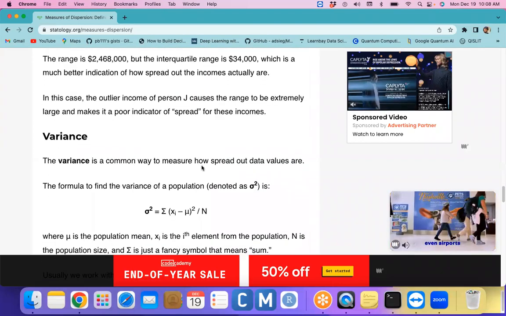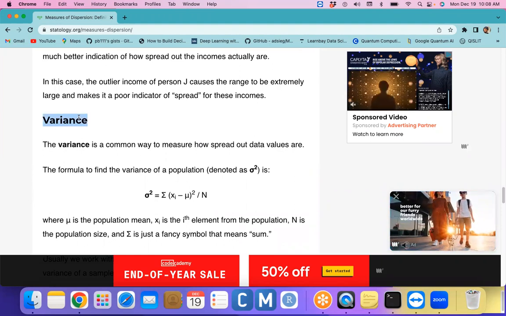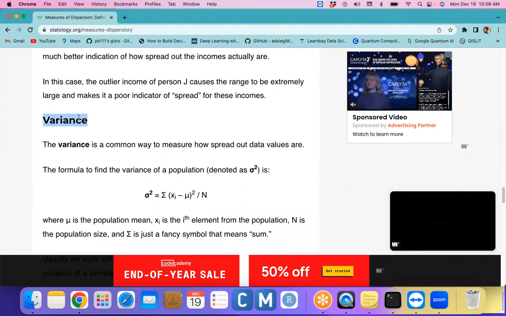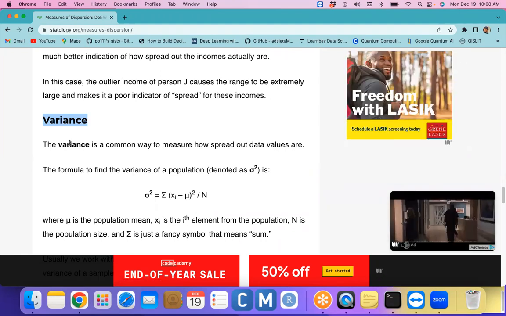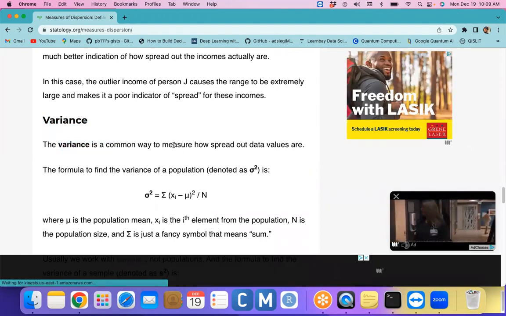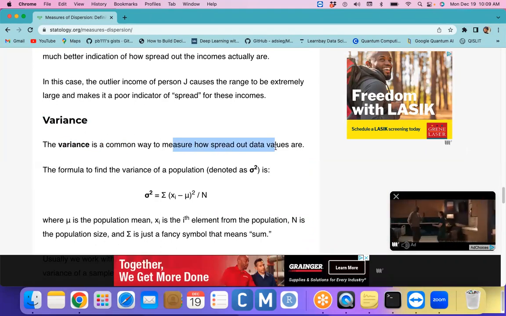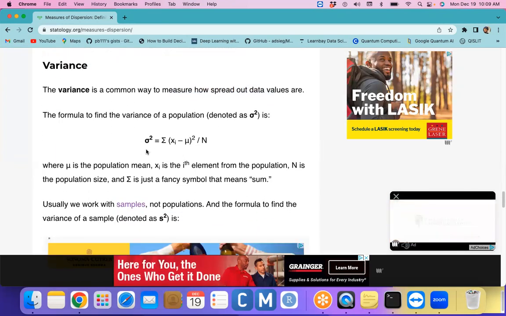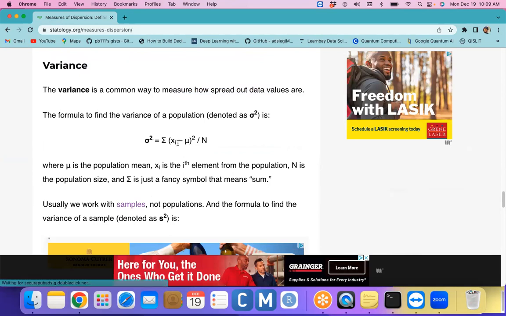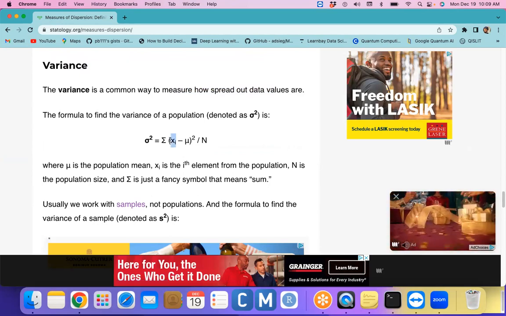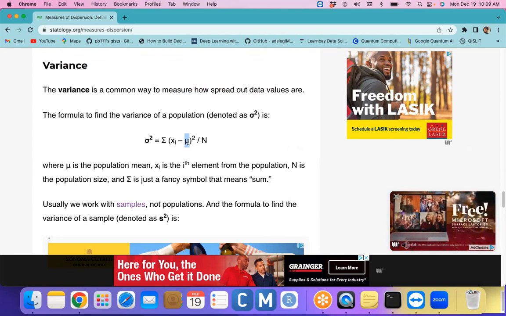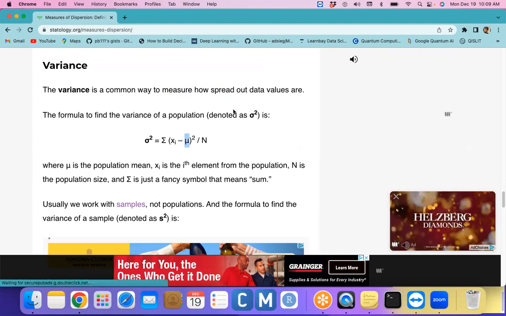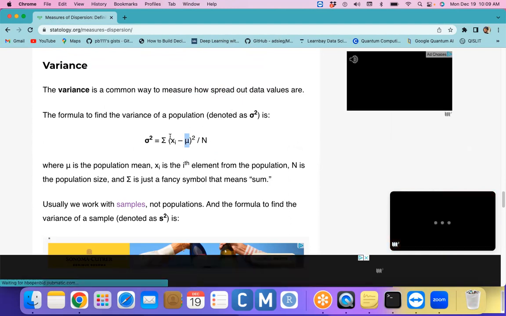The next concept of the measure of dispersion, how the data is distributed, we can know with variance. Variance is a common way to measure how spread out the data values are. The formula is sigma square equals the sum of (xi minus mu) squared, where xi is each and every element and mu is the mean value. Each element is subtracted from the mean value of the entire data, and we take the square so that we get positive values.